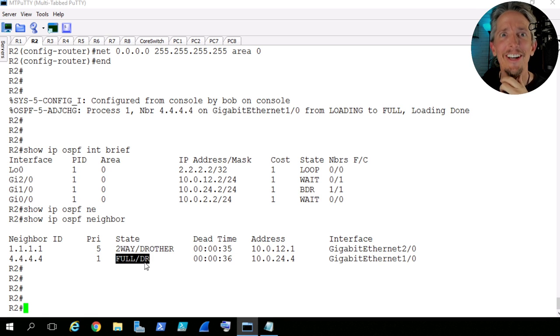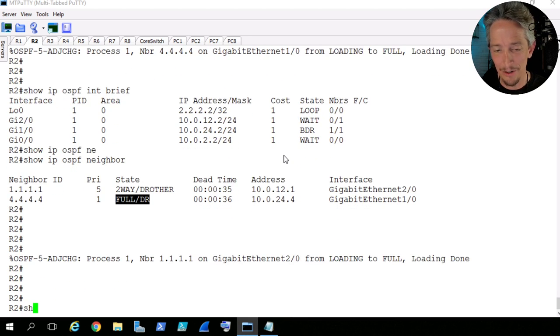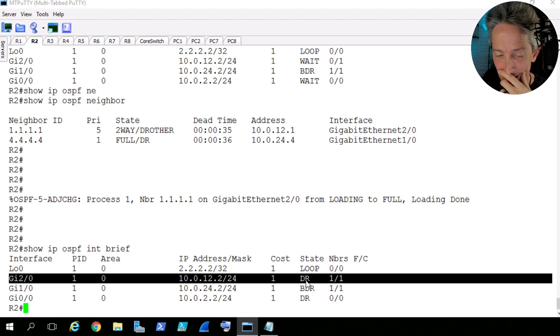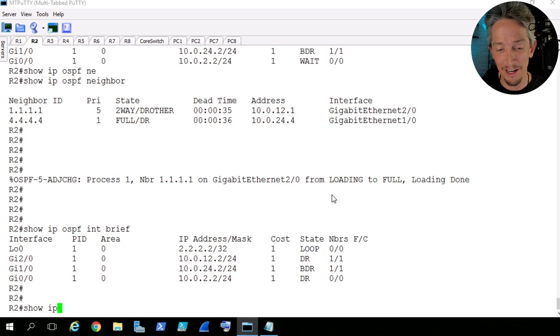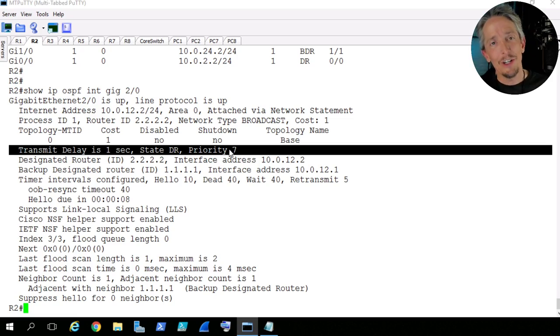Okay. So here's what's freaking me out. It's like I have these neighborships that are coming up, but for the segment 10.0.12, between R1 and R2, they should be going through that duke out stage and battle stage, and now we have full loading between R1 and R2, and now it's to show IP OSPF interface brief. And do I have the higher priority on here? I can't remember now, so let's check. Show IP OSPF interface for gig 2/0. Yeah, priority 7.